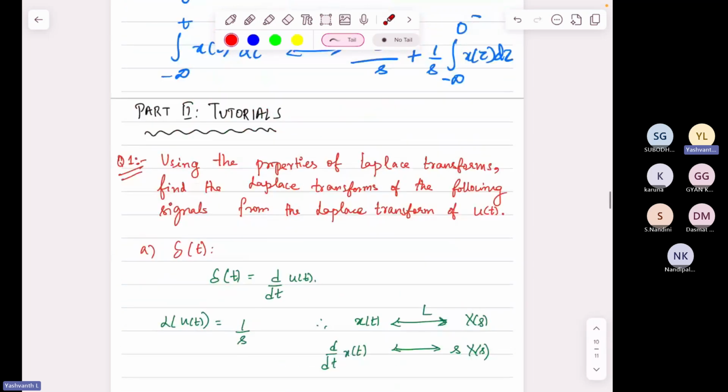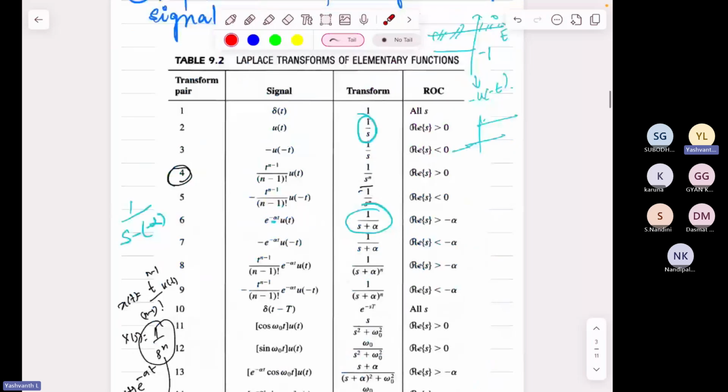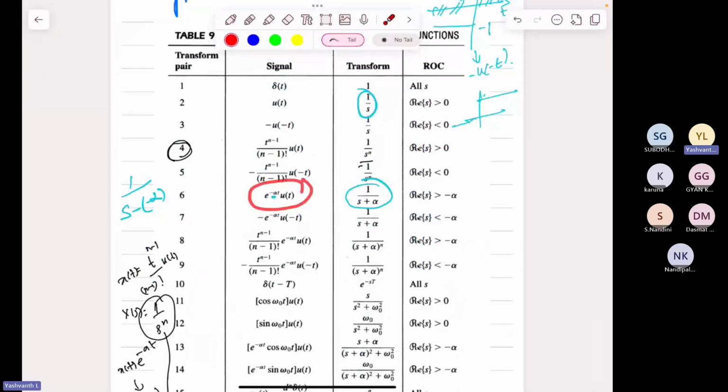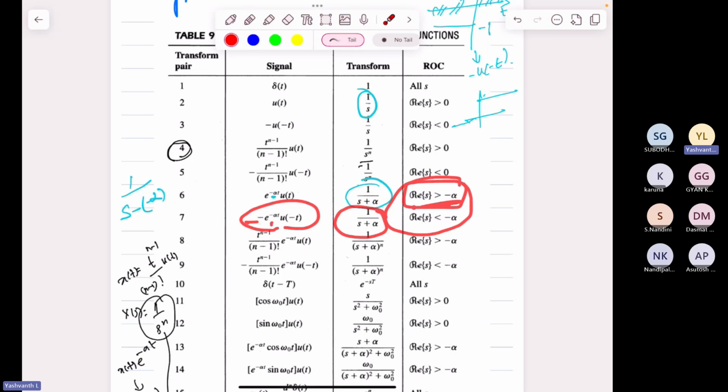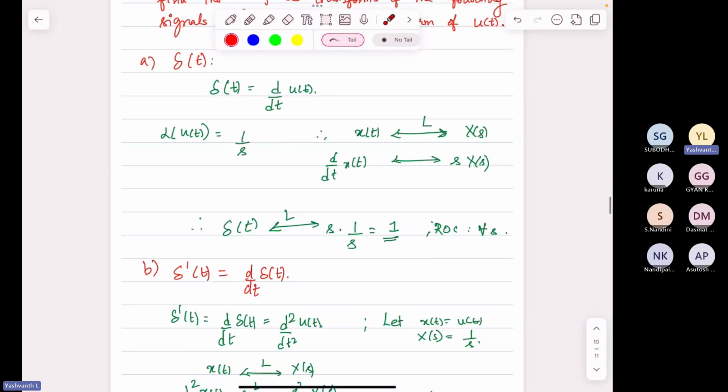This table: e power minus alpha t into u of t has 1 by s plus alpha. Minus e power minus alpha t into u of minus t also has 1 by s plus alpha. The only difference is the ROC. If it's a right-sided ROC, then it is a right-sided signal, u of t. If it's a left-sided ROC, then the signal is also left-sided. Based on this only, I wrote a left-sided signal.